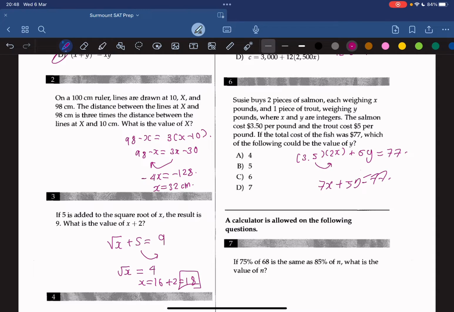So let's try y is equal to 4. If y is equal to 4, 7x plus 20 is equal to 77. So 7x is equal to 57, and this leads to a number with a decimal, so it cannot be this because we need an integer. So let's try when y is equal to 7. So we have 7x plus 35 is equal to 77. And then we get x is equal to 6 here. So the answer should be 7. So basically for these types of questions, what you can do is plug in each answer choice and see which one works.